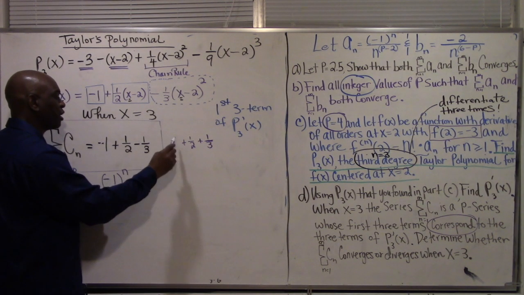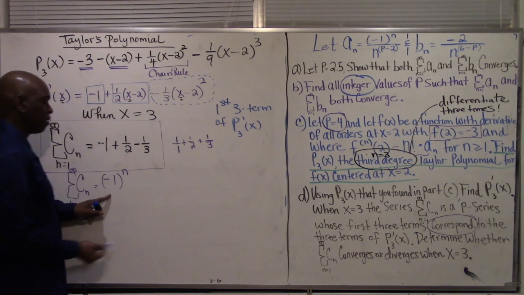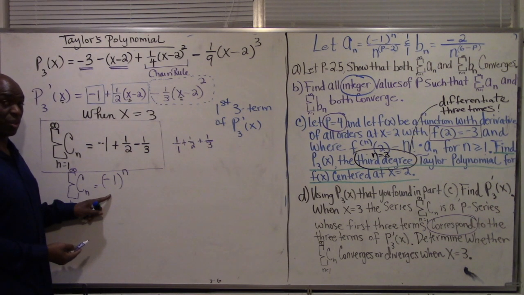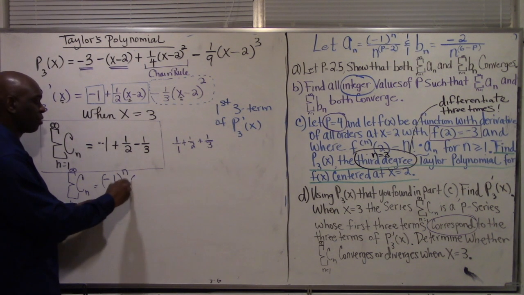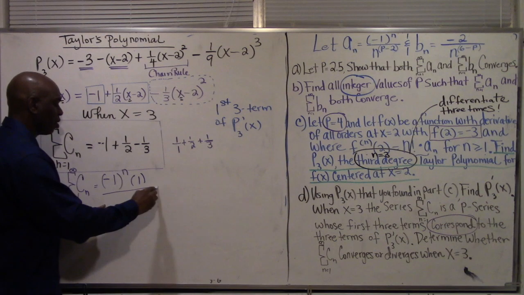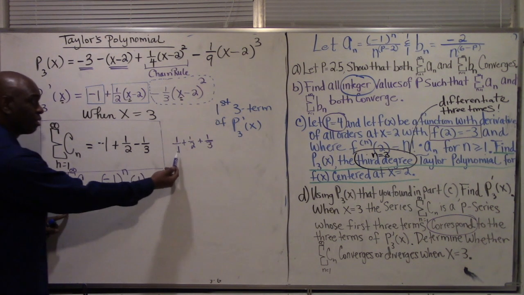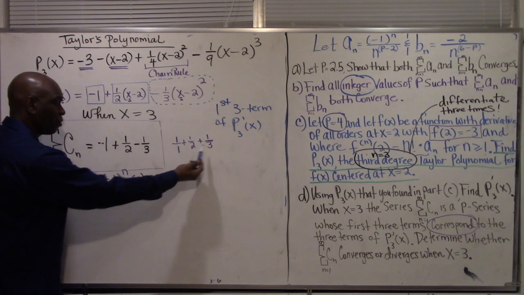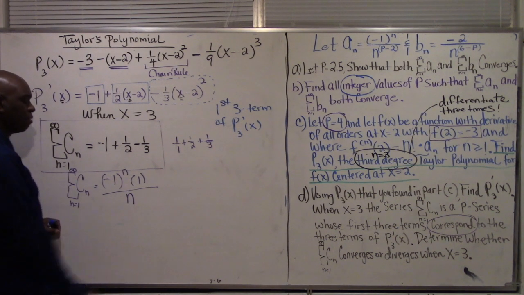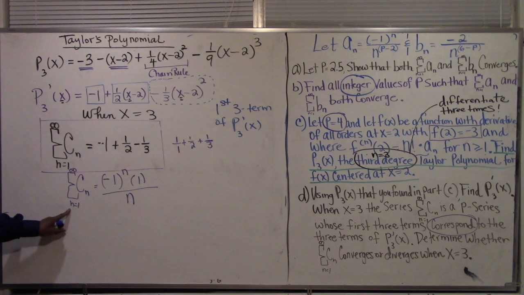And 1 is really 1 over what? 1. What's my numerator? 1 over. What's my denominator? If n equals 1, I go up from 1, 2, 3. That's just going to be n. Because when n is 1, that's 1. When n is 2, that's 2. When n is 3, that's 3. Okay? So there you have it.